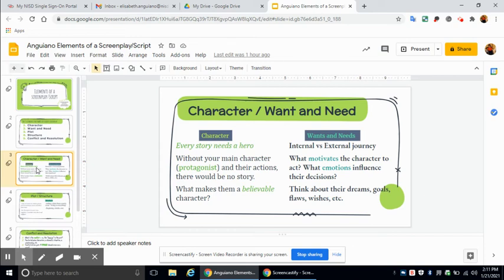The character also needs the second element, which is a want and a need. Okay, a hero who lacks nothing makes for a boring tale, right? A hero who has everything, right? It's pretty boring. Nobody wants to hear about that. So in every great story, their want and their need define them. Okay. So these are things that motivate the main character in their actions, right? So this would be their wishes, their dreams and desires.